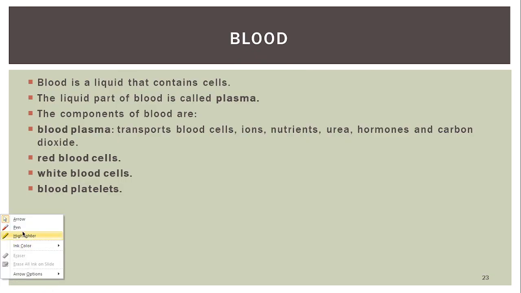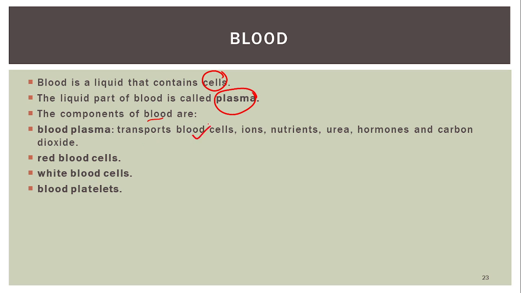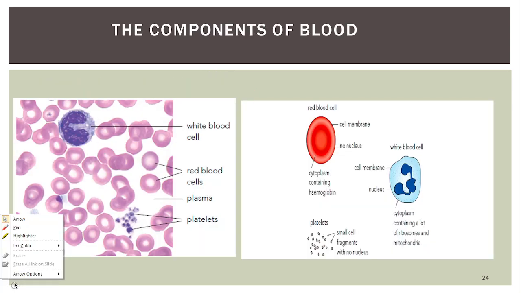Moving on to blood. Blood is a liquid that contains cells. The liquid part of blood is called plasma. The components of blood are blood cells, ions, nutrients, urea, hormones, and carbon dioxide. You do not need to memorize that. Then we have red blood cells, white blood cells, blood platelets. Oh, we forgot oxygen. Okay, components of blood.